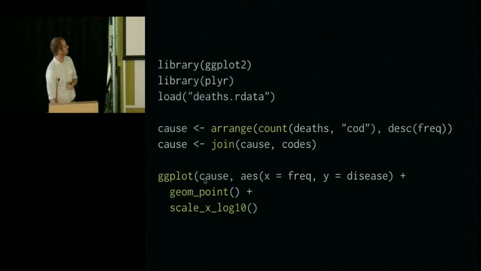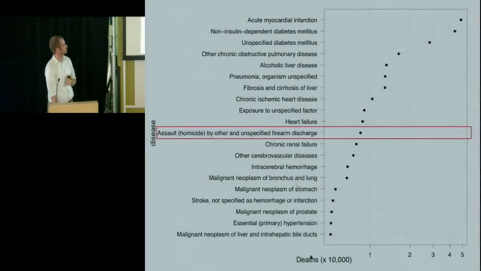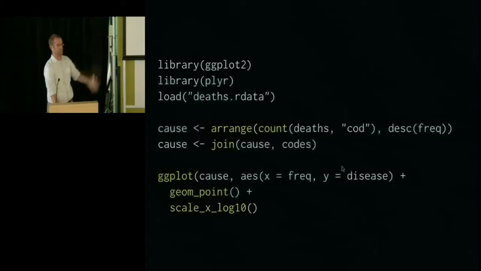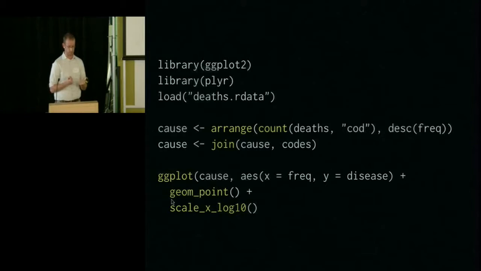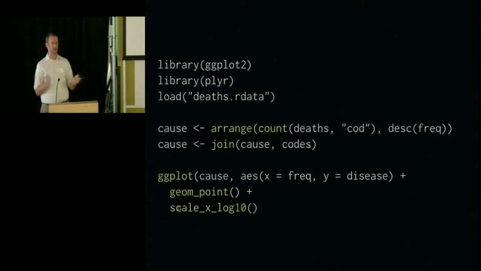So the idea with ggplot is that I'm setting up the relationship between stuff in my data and what I want to see. So I'm going to use the cause data set, which I just created. On the x-axis, I'm putting the frequency. On the y-axis, the disease. I'm going to display the data with a point, so each observation will be represented by a point. And then I'm going to modify the x-axis scale. So instead of a linear scale, I'm going to have a log 10 scale.